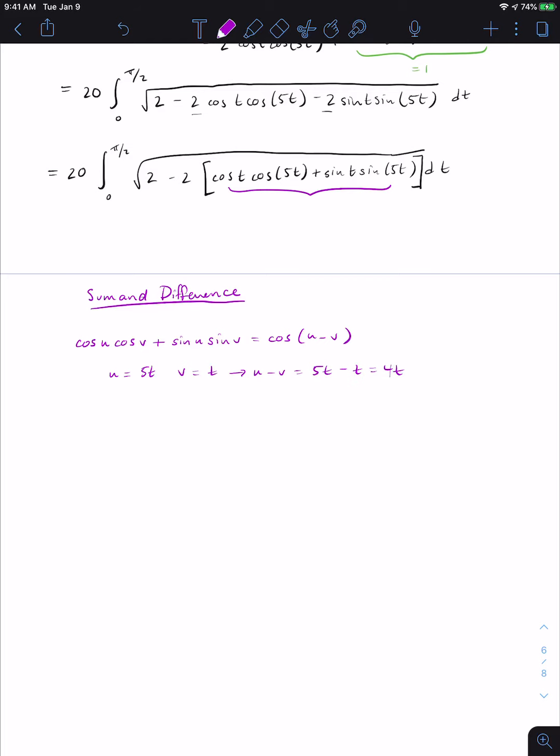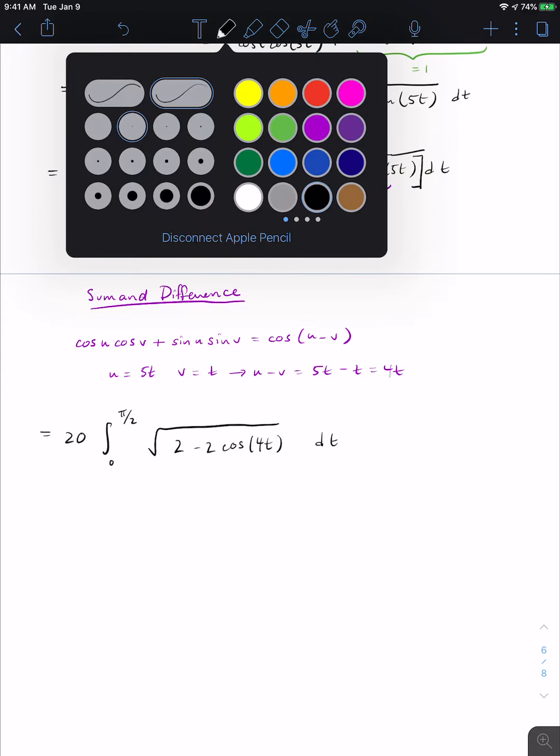So in other words, I can take that whole thing and replace it with cosine of u minus v, but u minus v is 4t. So I can replace that with cosine of 4t by this identity. So here I get 20 times the integral from 0 to pi over 2 of the square root of 2 minus 2 cosine of 4t dt, right? And now I'm going to use another identity.